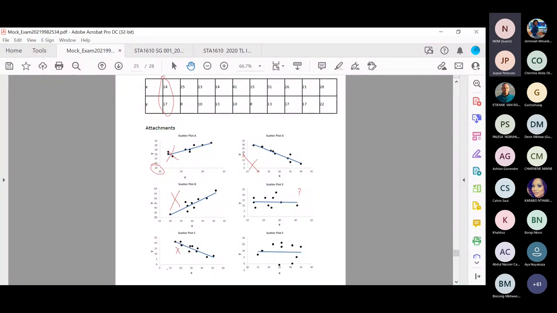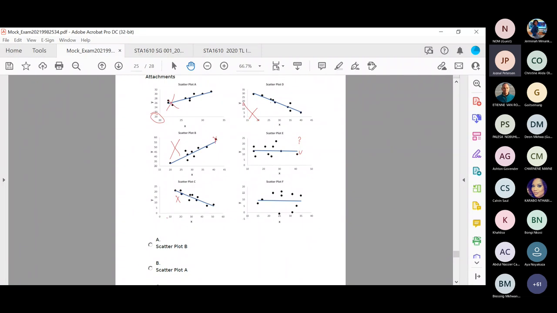I'm looking at scatter plot E. That also can be correct. Do we have any value of X that is more than 40? Yes, we do have 41. Do we have any value of Y that is 10? 41 and 10, that is correct. Okay, and on this other one, that won't be correct. I pasted that Excel output on the chat if you wanted to look. So D also is not correct.